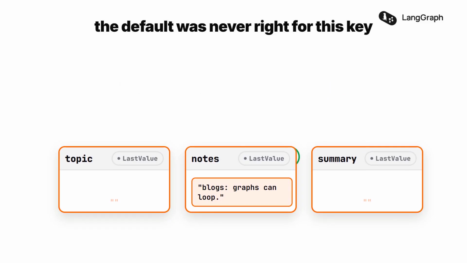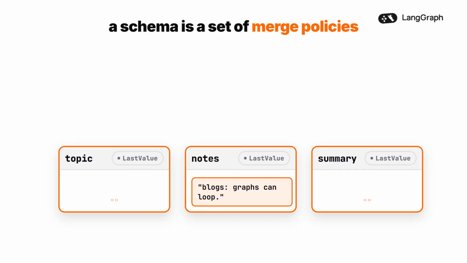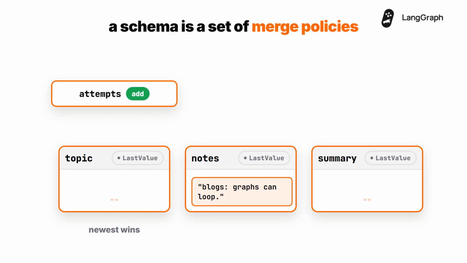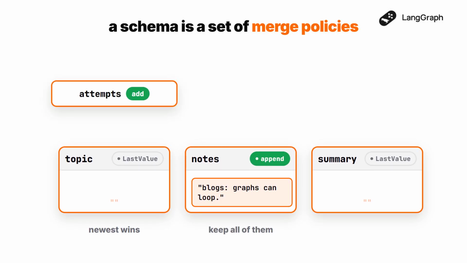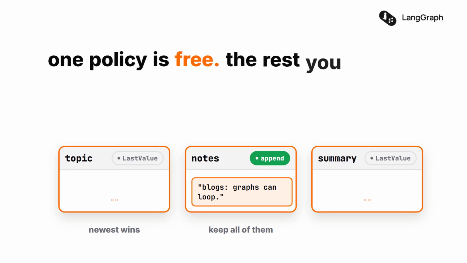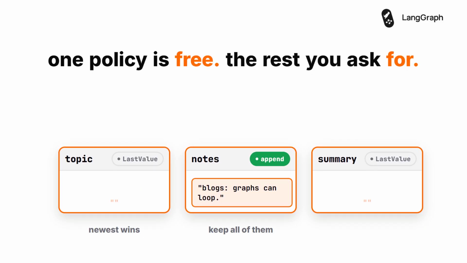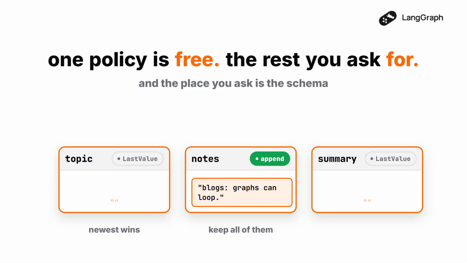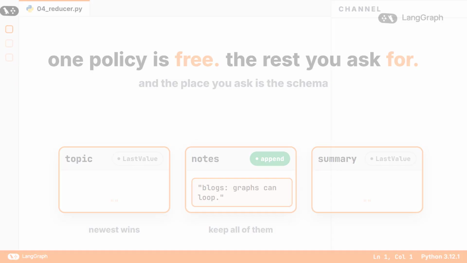The mistake was ours, for accepting a default that was never right for this particular key, and this reframes the whole problem. You are not declaring variables when you write a schema. What you are really doing is configuring a small set of concurrent channels and choosing a merge policy for each one. A topic wants LastValue, counters want addition, lists of notes want appending, conversations want something smarter still. LangGraph gives you LastValue for free because it is the safest possible guess. Every other policy you have to ask for, and the place you ask is the schema, which is exactly where we are going next.